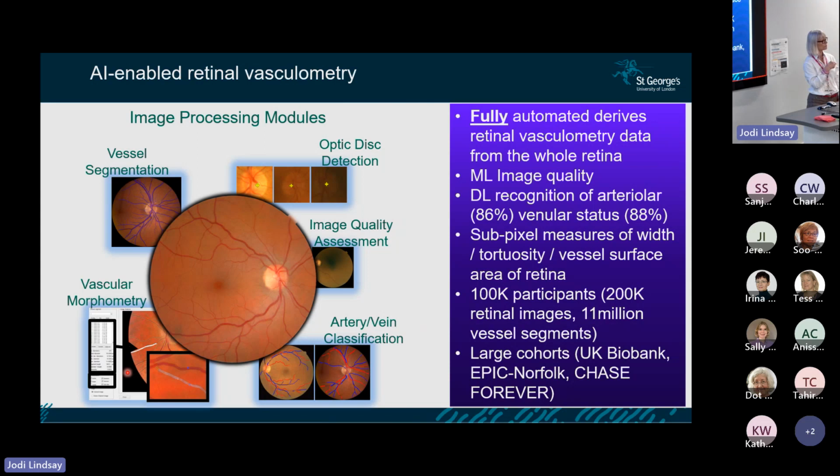And so far, we've used this algorithm of ours called Quartz on about 100,000 participants, 200,000 retinal images, and segmented out about 11 million retinal vessel segments. We've concentrated on some large cohorts, and particularly UK Biobank, which I'm sure many of you are already familiar with, EPIC Norfolk, which is one of the European prospective studies into the dietary and lifestyle risk factors of cancer. So this was the Norfolk branch. We validated some of our work in CHASE and another study called Forever, which is from Copenhagen in Denmark.